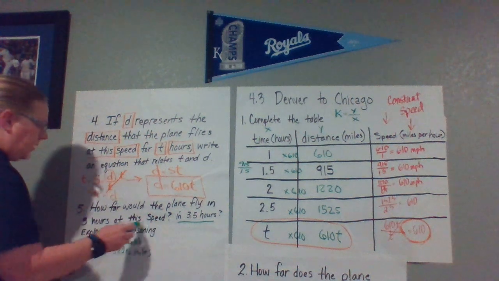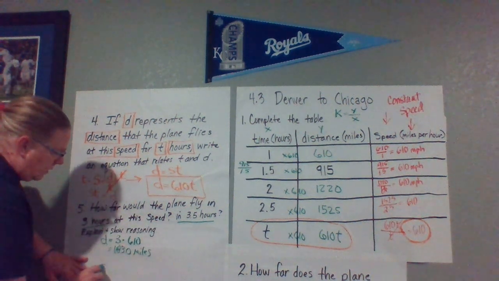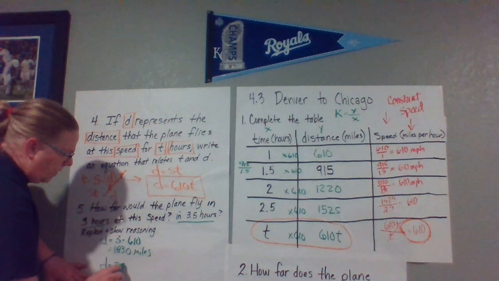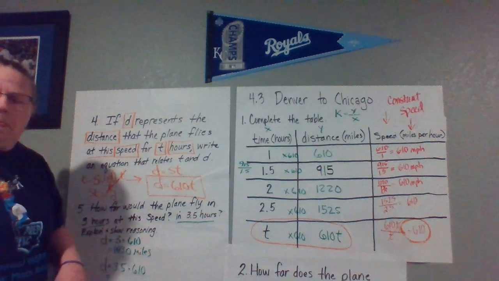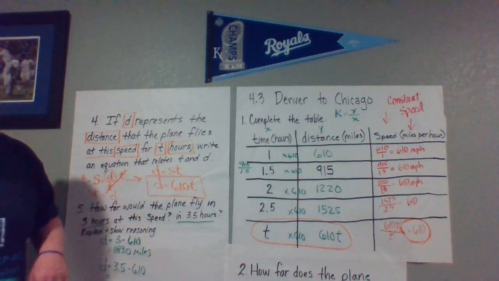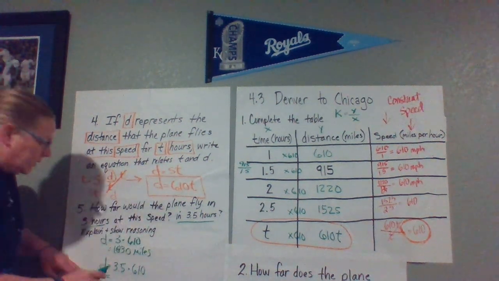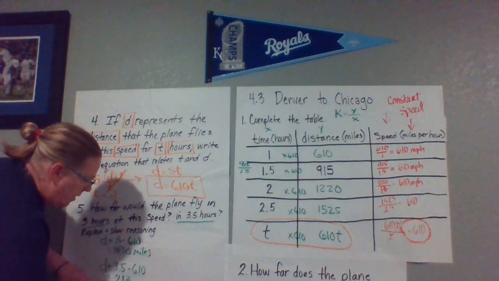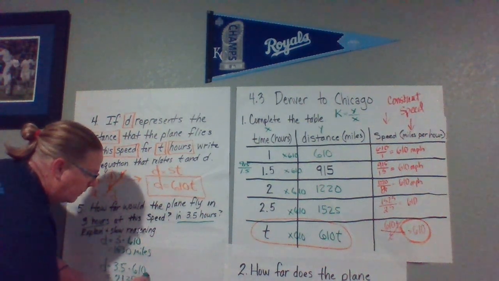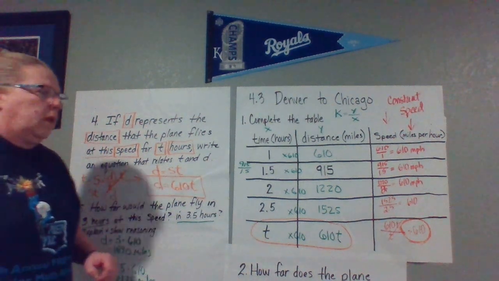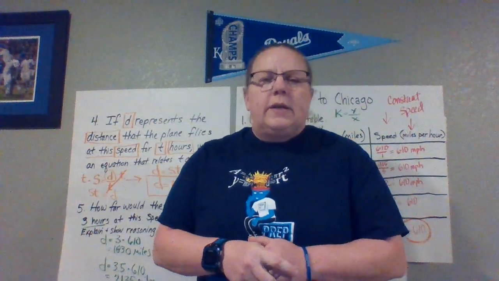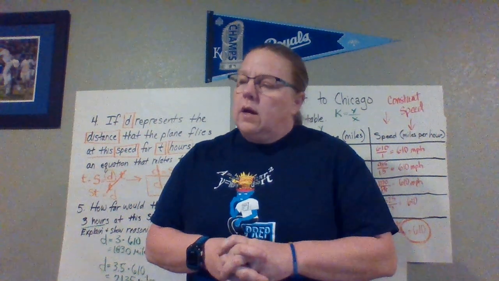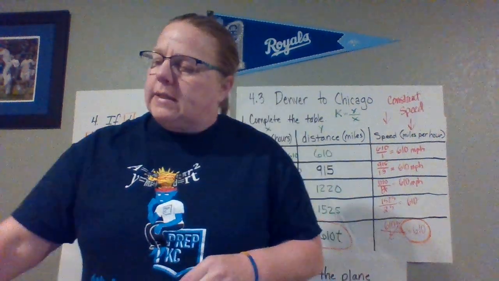It wants to know what it is in 3.5 hours. D equals 3.5 times 610, and that's going to be 2,135 miles. Just like I was saying before, this is a quick tie-up. We're getting down to the very last lesson. We've got one more lesson to do in this unit before we cap it out and move on. We'll be doing graphing next, but this is the last part of the equations.